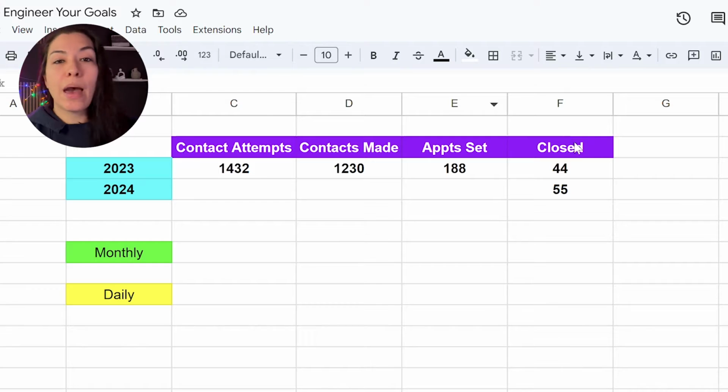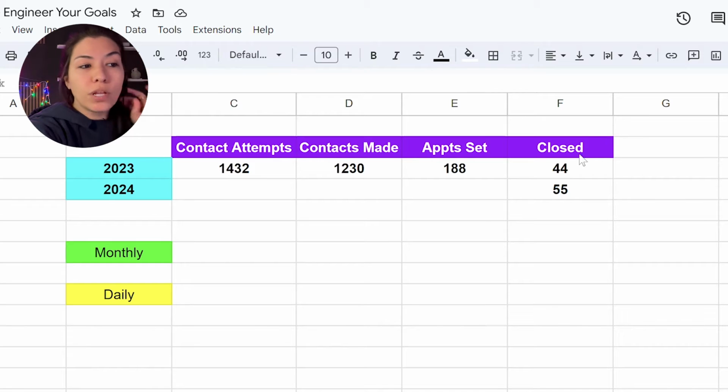So I'm going to share the screen right now, and I'm sharing with you the amount of transactions that I had in 2023, which was 44. And we're starting from the right-hand side, right? We're not starting from the left-hand side. So from the right-hand side, I'm showing you here, I had 44 transactions, and that came from having 188 appointments set.